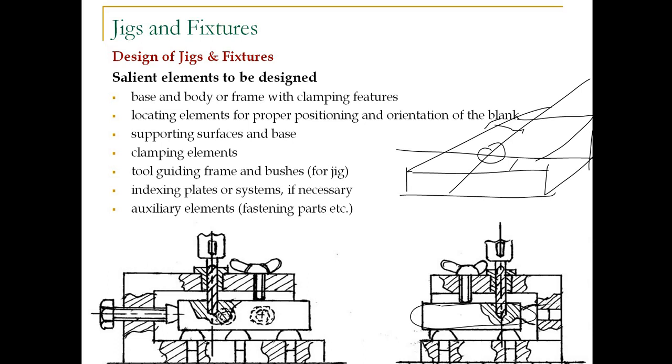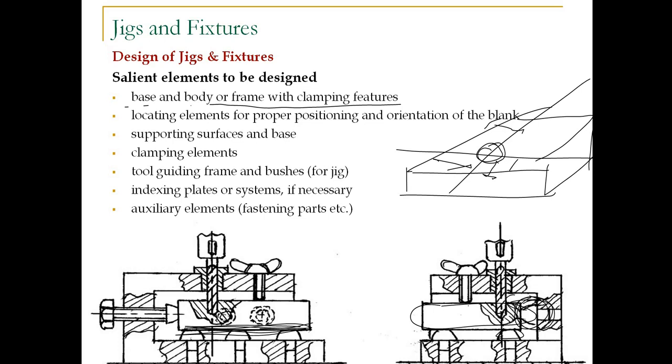The first thing you will have to design is the base and body or frame with clamping features. You will first of all have to design the base. The base has to be straight, not tilted, it should be flat. The next thing is the locating elements for proper positioning and orientation of the blank. We have to locate this particular hole from this distance and from this distance. For that, ultimately locating pins have to be provided. Supporting pins will be provided on the base, and locating pins have to be provided on the side to fix the distance of the hole.